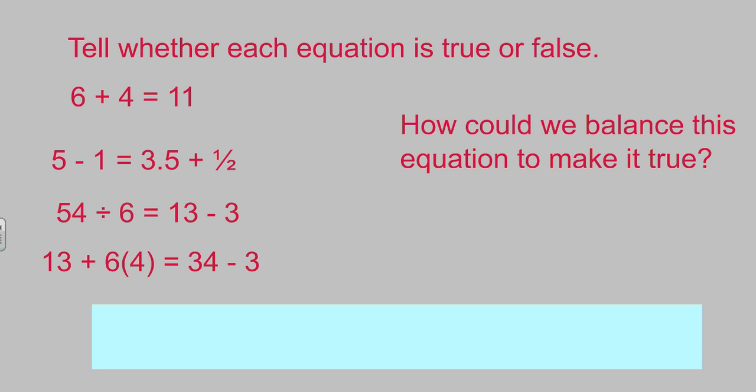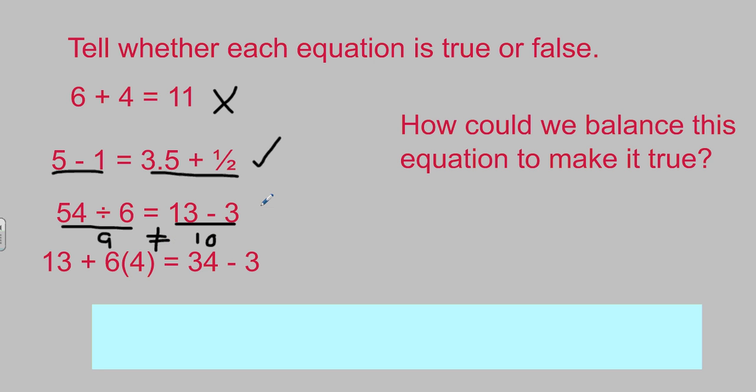So we know that this one is not true. How about the next one? This side is equal to 4. Is 3 5/10 plus 1/2 equal? Yes, it is. It's equal to 4 also. So this one is true. Good job. And this one, 54 divided by 6 is 9. 13 minus 3 is 10. So this one would not be true.